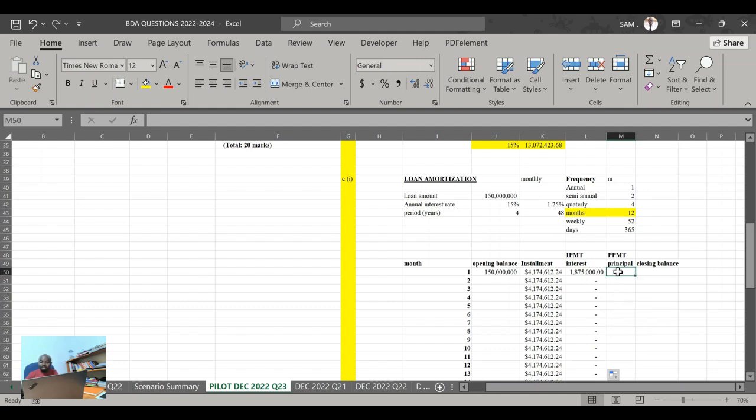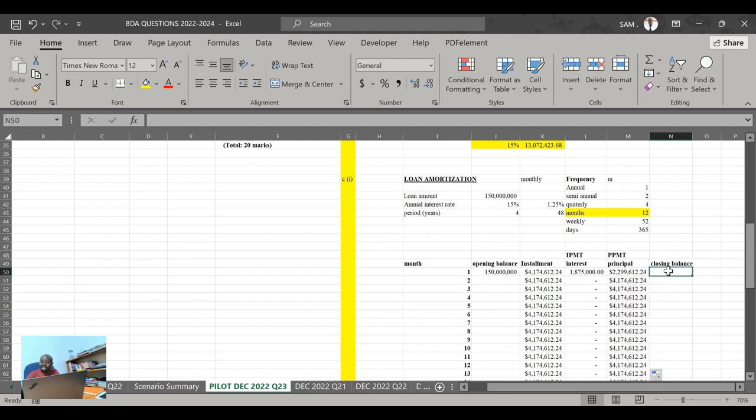Now, principal, how do we get the principal? Principal is just the difference between the total payment, the total installment, and the interest that we are paying. That is how we are getting the principal amount that is being repaid in period one. Yeah. So once I've set that formula, I'm also going ahead to autofill it to the end.